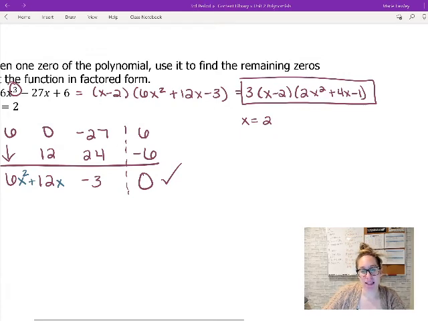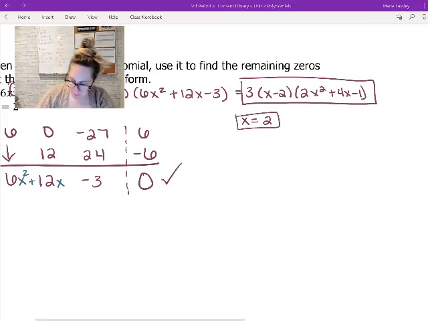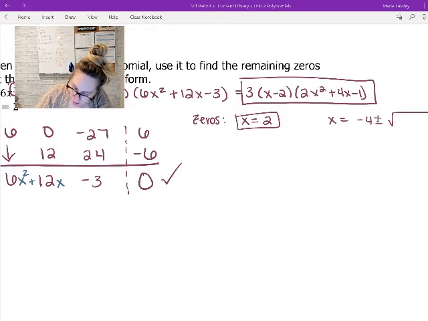It would have been really nice if it factored. There we go. All right, so it doesn't factor though. Quadratic formula. So there's 1 zero, so we'll just keep track of them. So zeros, there's 1. All right, now we got to do quadratic formula to find the other ones. So x equals negative 4 plus or minus the square root of 4 squared minus 4ac, all over 2a.